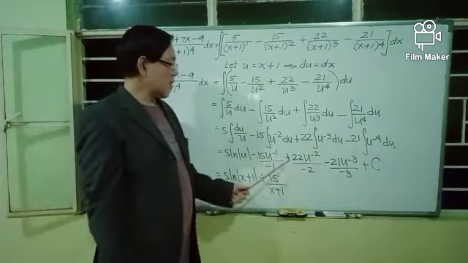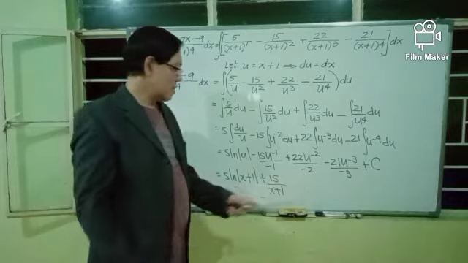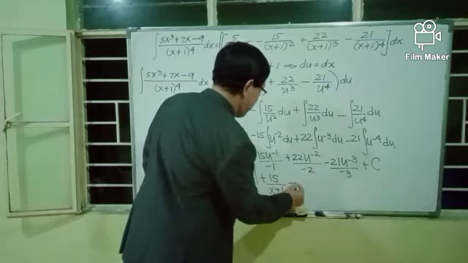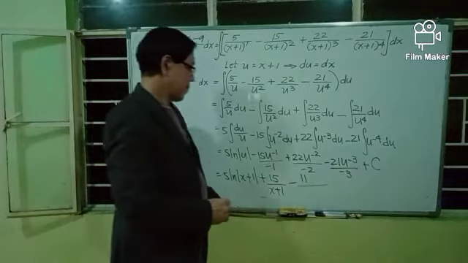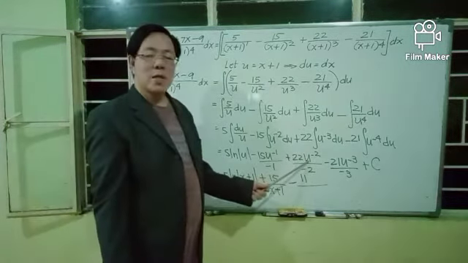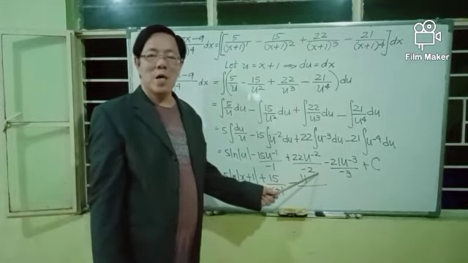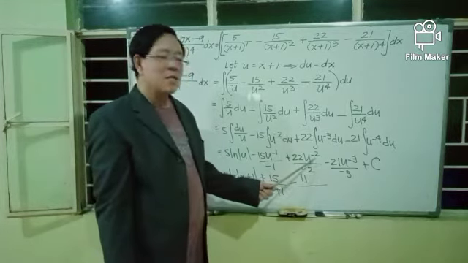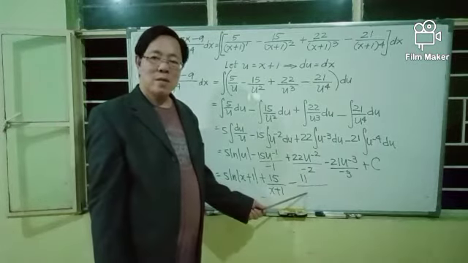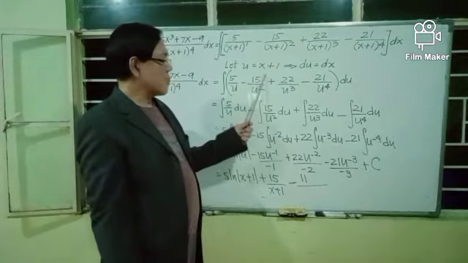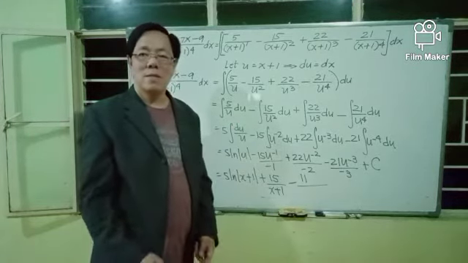The next term is positive 22 divided by negative 2, that's negative 11. And u to the negative 2, we bring down to the denominator and we take the opposite sign of the exponent, which is negative 2. And we get 11 over u squared. But u is x plus 1. So u squared is x plus 1 squared.